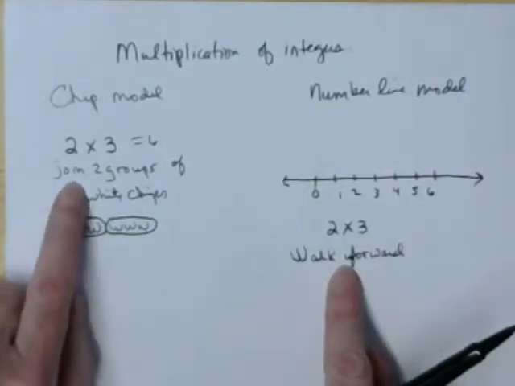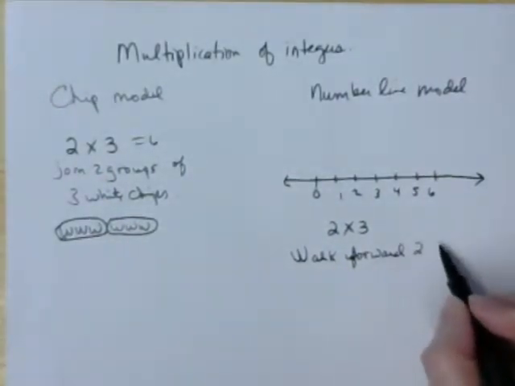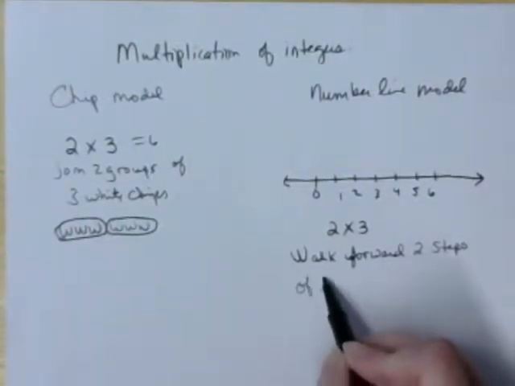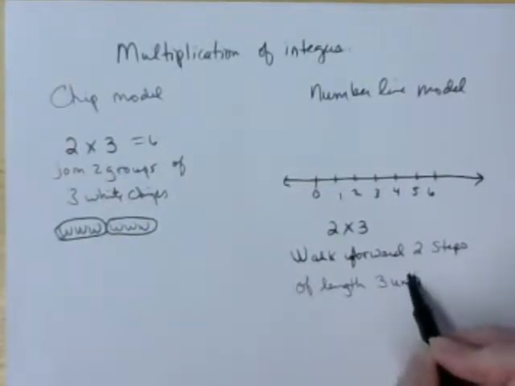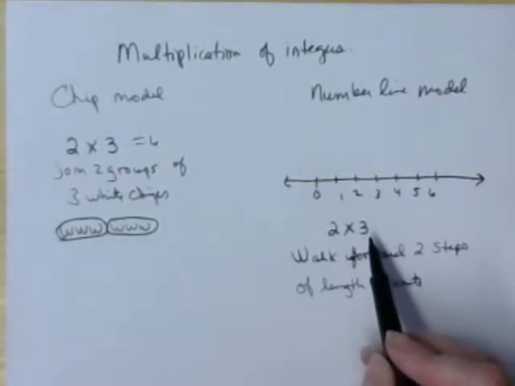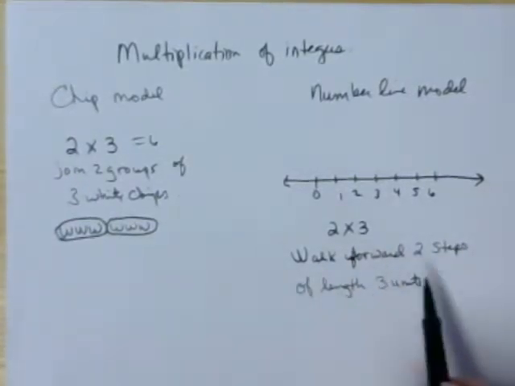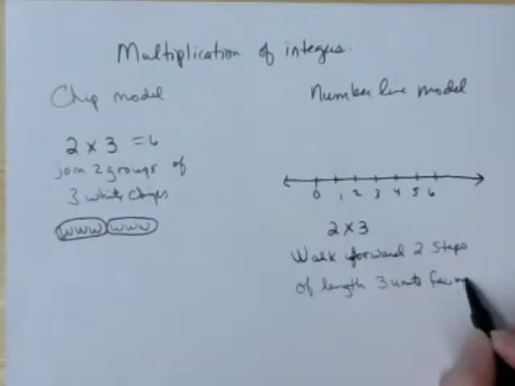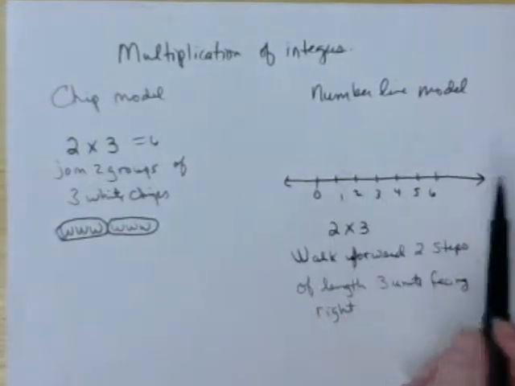Walking forward is what we do in the number line model when we join. 2 steps of length 3 units. And then the sign on this second factor tells us which way to face. So since the 3 is positive, we will face right. So 2 steps of length 3 units facing right.